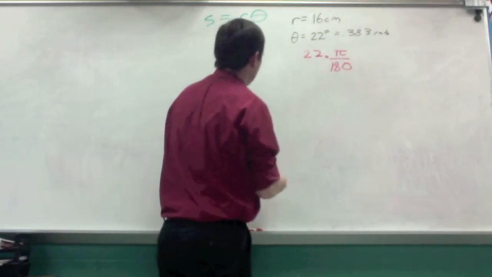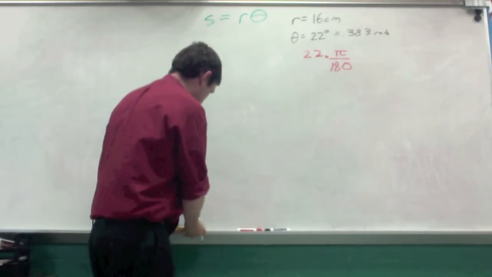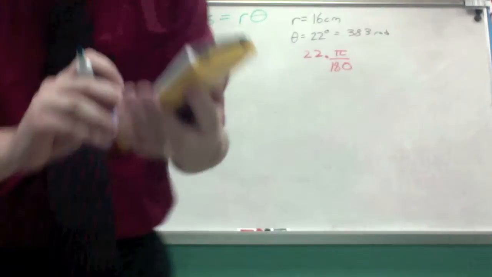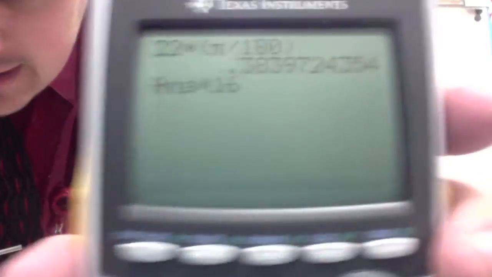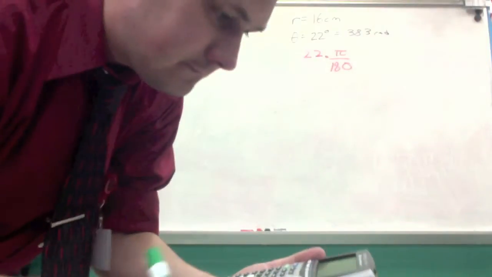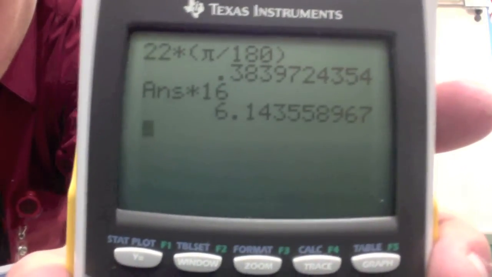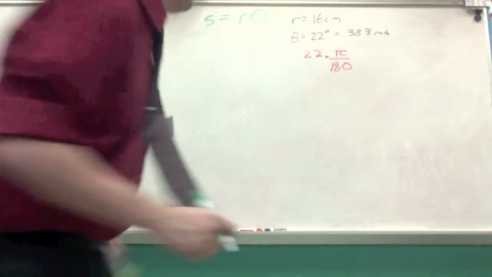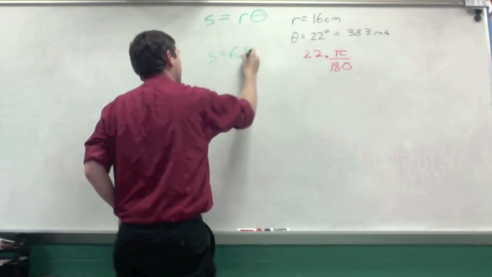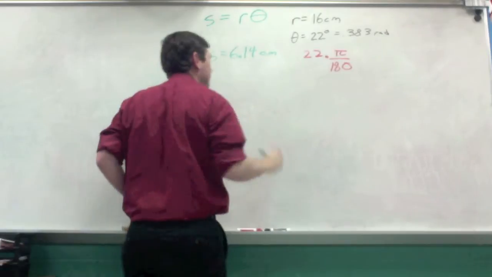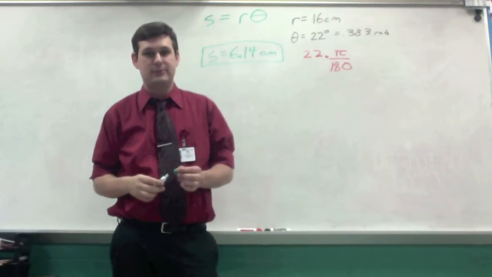So now all I have to do is multiply the 16 centimeters times 0.383 radians. So I take that answer I got, times it by 16, and I get 6.143. I'll say 6.14. And that's the end of that problem.